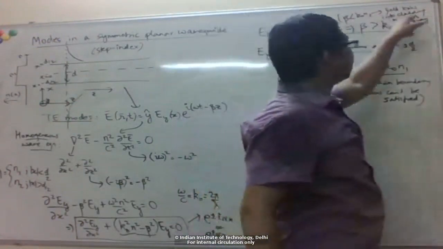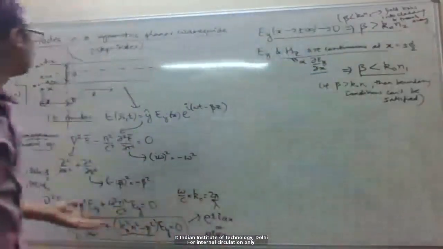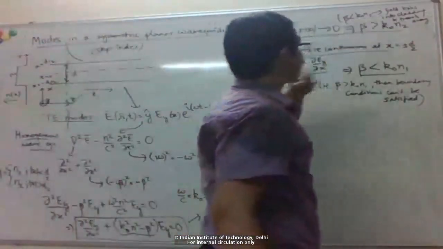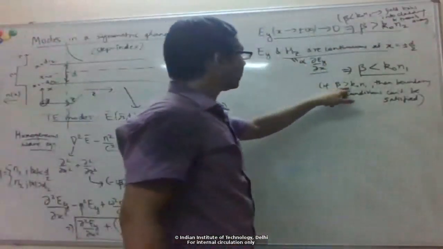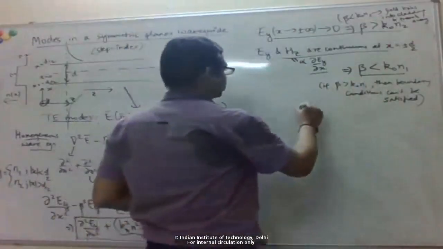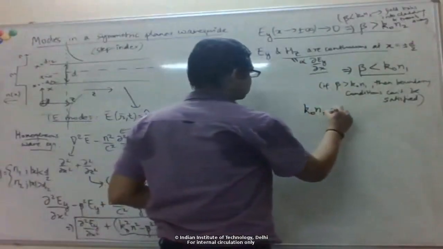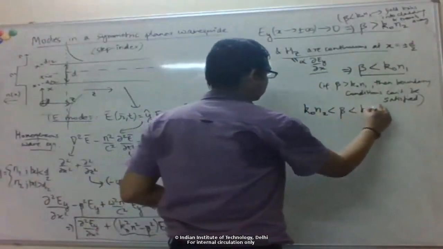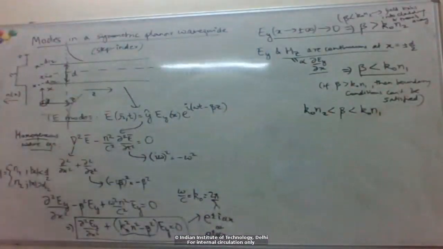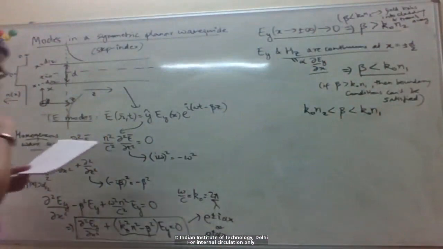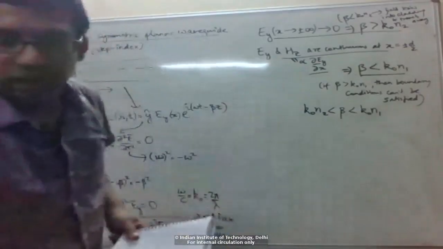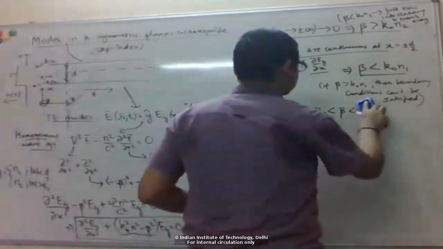So these are also sometimes called radiation modes. They are not guided modes, they are radiated away, right? So we are not interested in them anyway. So for beta less than k naught n2 we get radiation modes, and for beta greater than k naught n1, the boundary conditions cannot be satisfied. So that means that beta has to lie in this range, between the core and cladding refractive indices times the free space wave vector. Okay, or I can write it like this.